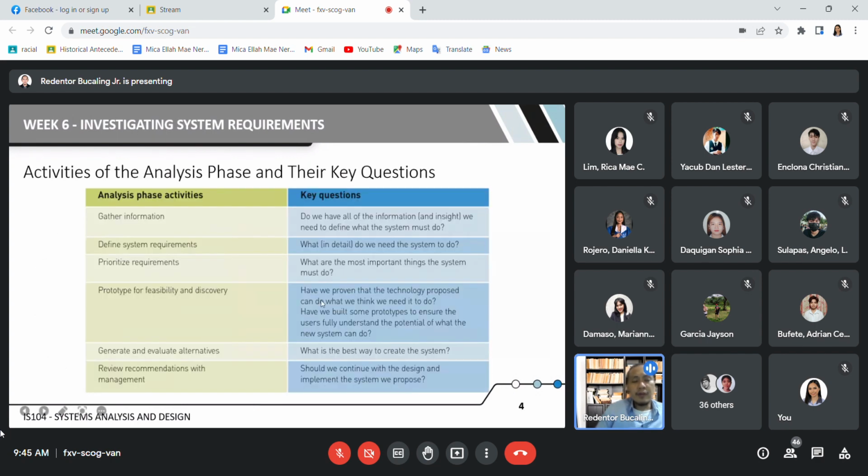So, we have also yung activities of analysis phase and their key questions. So, gather information. Ito na po kayong kanina, yung define system requirements, prioritize requirements, prototype and feasibility discovery. Then, of course, we have generate and evaluate alternatives. Then, review recommendation with the management. Yan po yung diniscuss ko kanina, no? Yung activities of the analysis and their key questions.